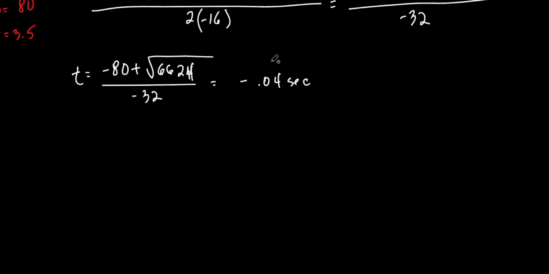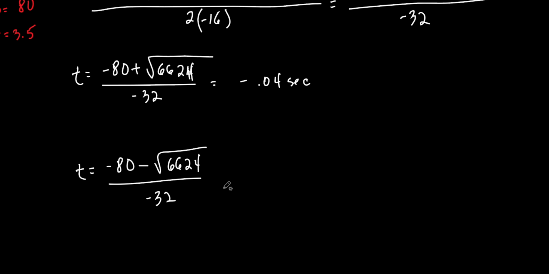If they were not solving for time, if it just was solving for x, that would be okay to have a negative answer, all right? But in this particular problem with time, that's not going to be a valid answer. I'll mark that out in a second. Let's find the other time. What's the other time? Well, it's negative 80 minus square root of 6624 over negative 32.